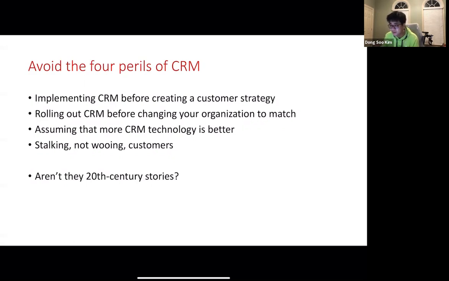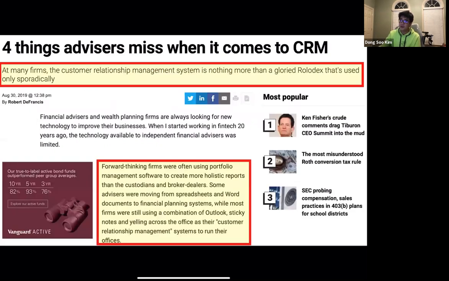Okay, let's look at it. In this recent article, the author talks about his observation that still so many firms are using the CRM system only sporadically. Some advisors were moving from spreadsheets and Word documents to financial planning systems, while most firms were still using a combination of Outlook, sticky notes, and yelling out across the office as their customer relationship management systems to run their offices.